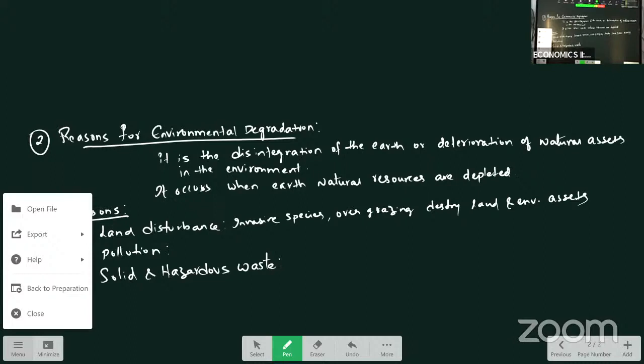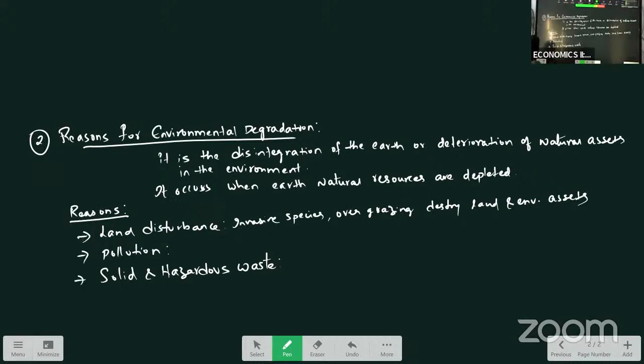So generally, when we release solid wastage in the environment, it causes damage to our environment. It creates pollution, it spreads diseases and all. So that is causing damage to our environment.